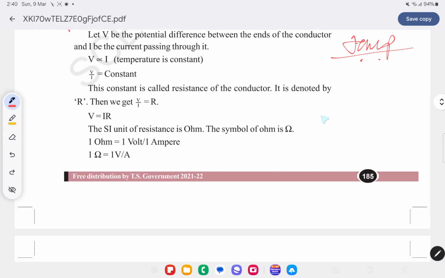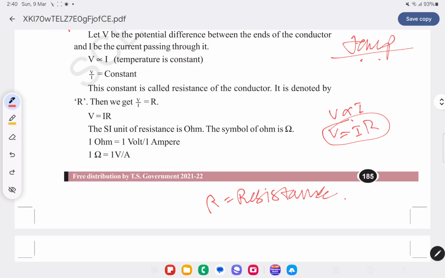See here, V is directly proportional to I. So when you remove this proportionality symbol, we should write equal to, and at the same time we should write a proportionality constant. The proportionality constant here will be R, resistance. So according to Ohm's law, V is equal to IR, where R is resistance, the opposition to the flow of current. The SI unit of resistance will be ohm, in the name of this scientist, and the symbol for this you should write like this.